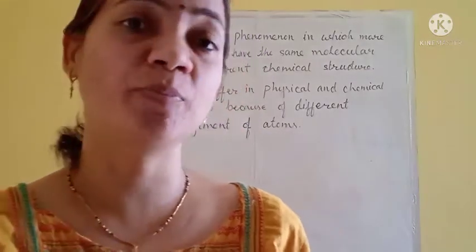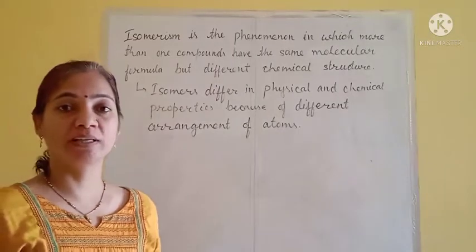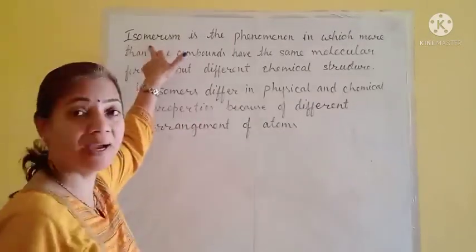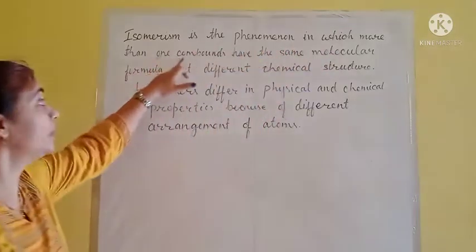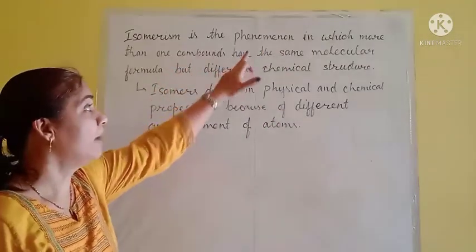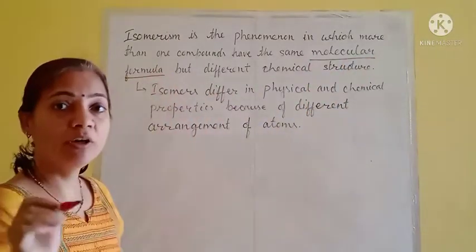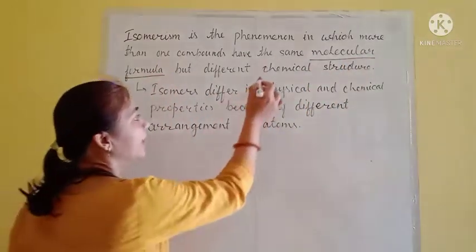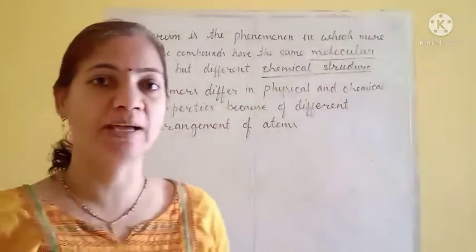Taken the topic isomerism. When it comes to isomerism, first it is important to understand what is meant by isomerism. Isomerism is the phenomenon in which more than one compound have the same molecular formula. Their molecular formula is same, but they have different structure. The structural formula is different for them.